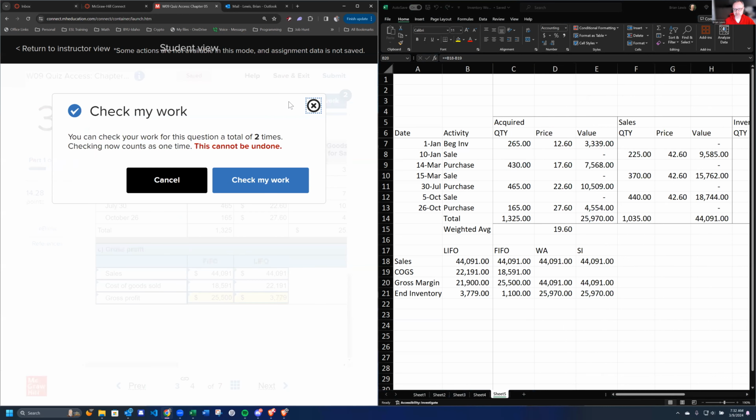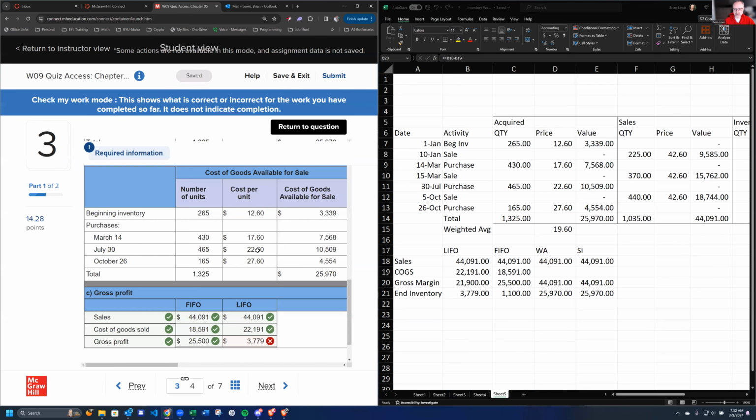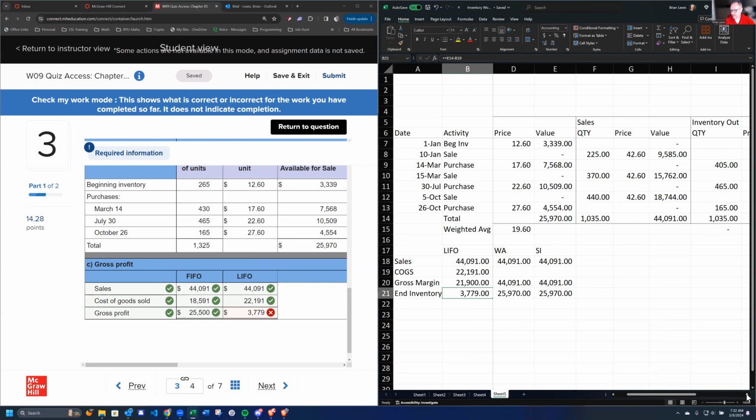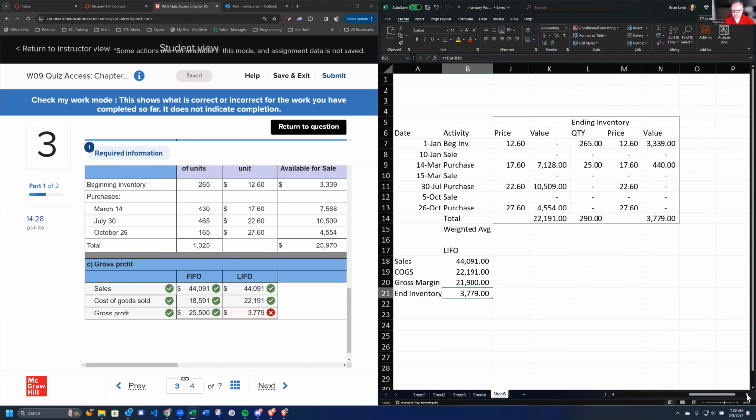All right, check my work. And let's make sure we got, oops, did I get that wrong somewhere? Somehow? Ending inventory. 3,779. Must be some level of rounding going on somewhere, which, yeah, that makes sense. I'm not sure why that's F2. It's picking that up. Okay, so if that's the case, then what's going on over here?